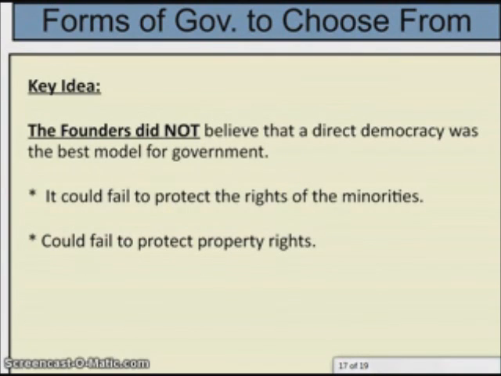So key ideas: founding fathers do not believe that a direct democracy is the best model. Okay? Because it would become tyrannical. It could fail to protect the rights of the minorities against the majority, and it could fail to protect property rights. Okay?